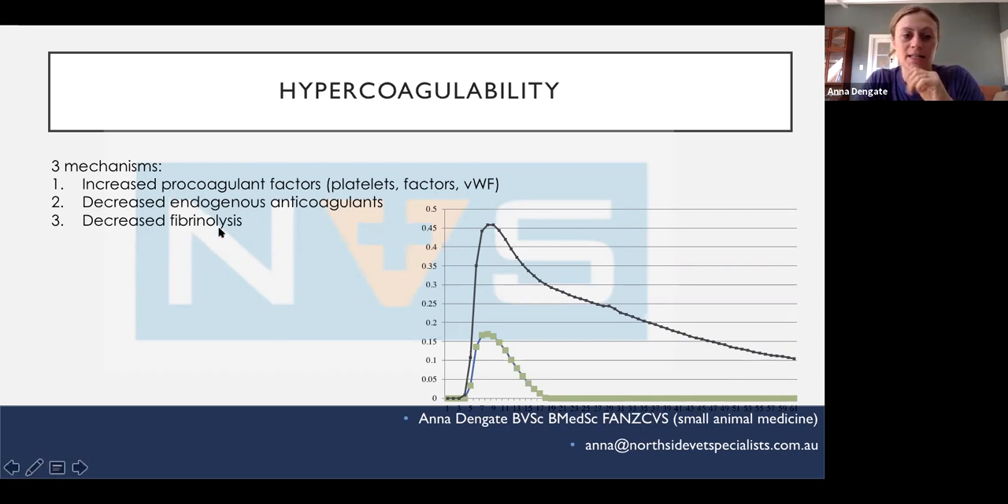And then the third mechanism is decreased clot breakdown. You might have normal clot formation and a normal balance of procoagulant factors and anticoagulants in circulation. But if you don't have fibrinolytic factors, that clot's going to stick around for a lot longer. And if it sticks around for 5 times as long, you've got 5 times the possibility of that going into circulation and causing an embolic event. So I think this is really important conceptually. Is that clear to everybody?